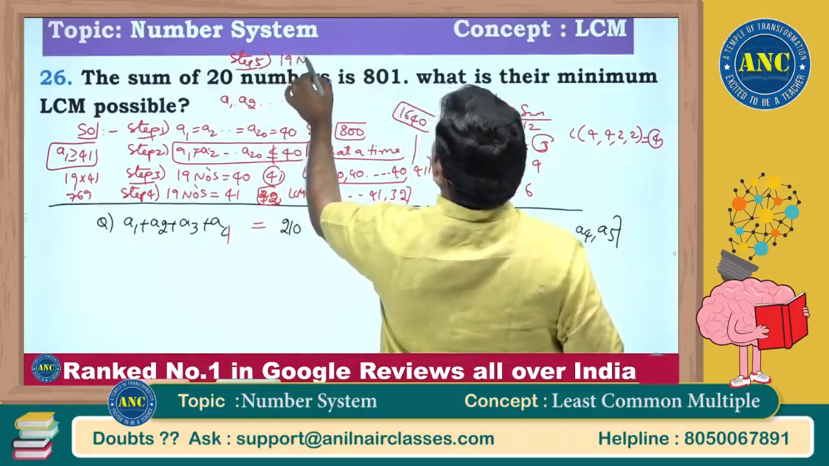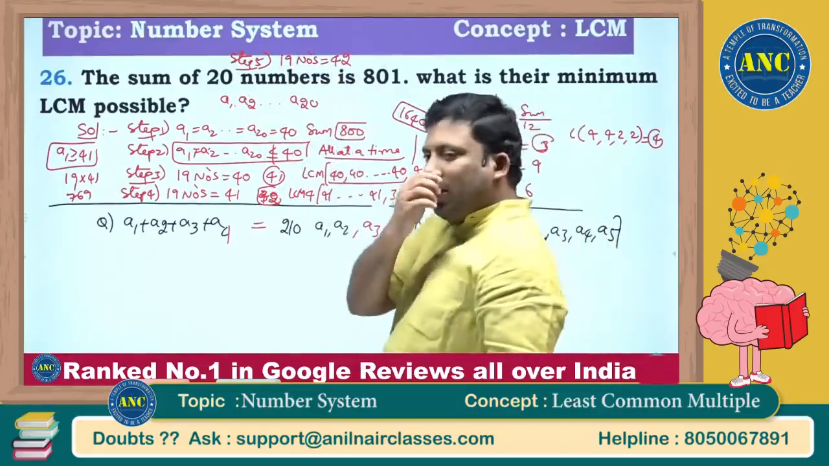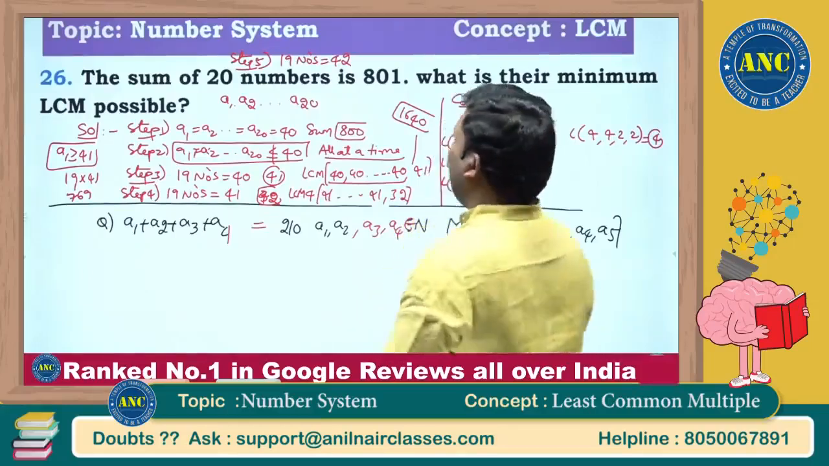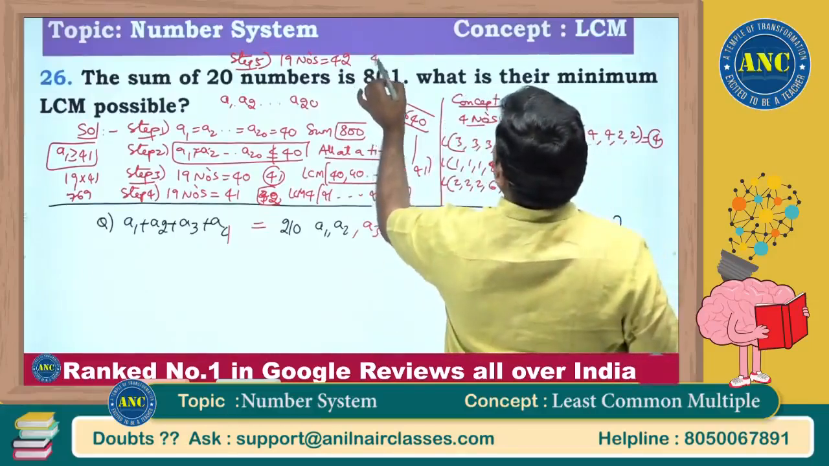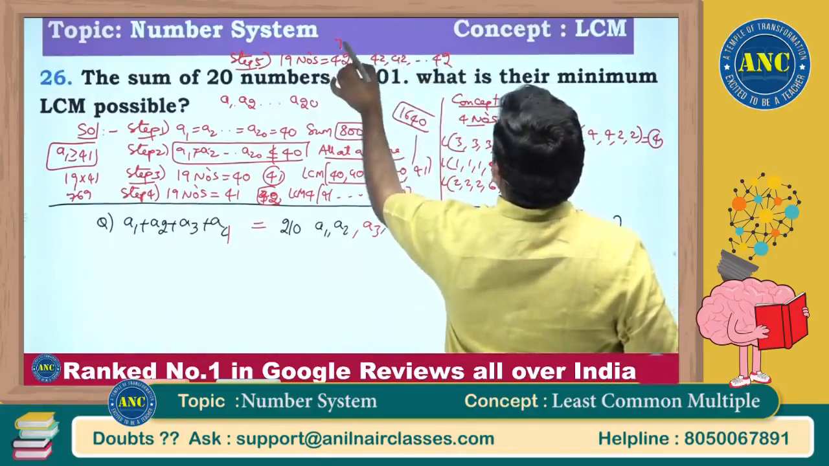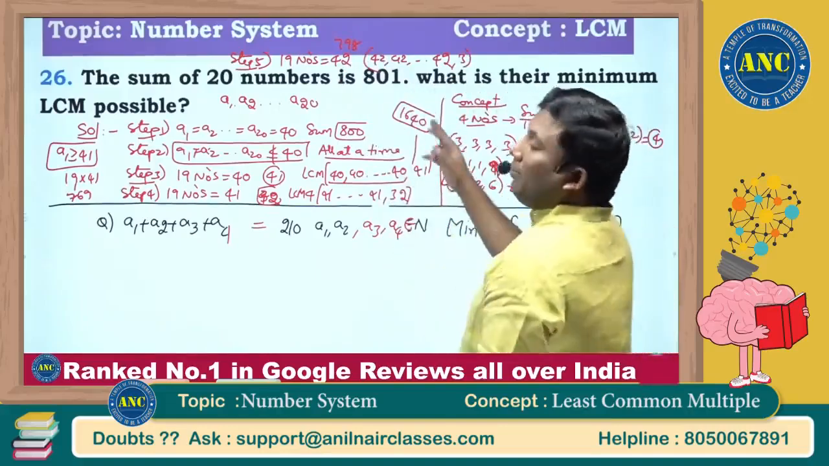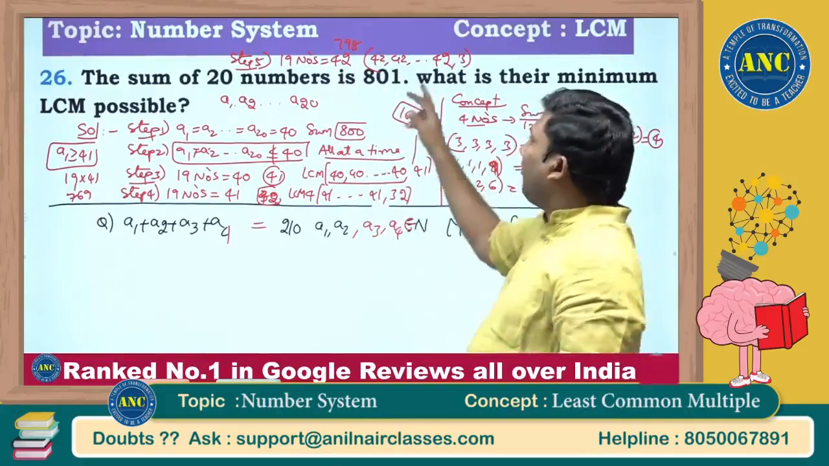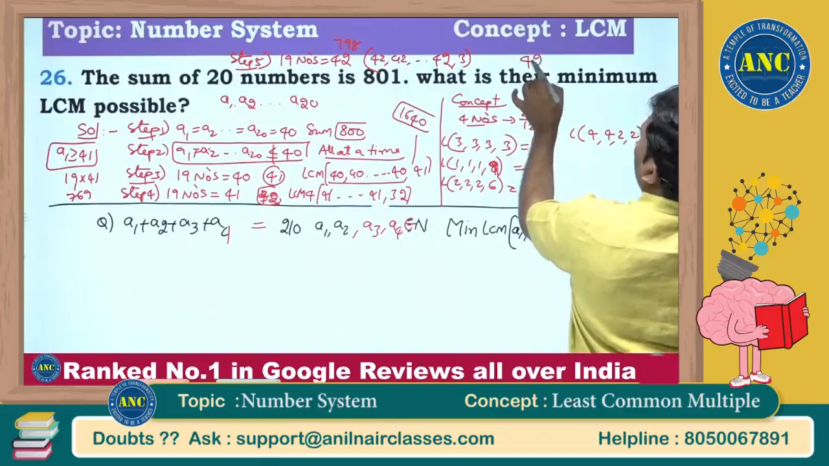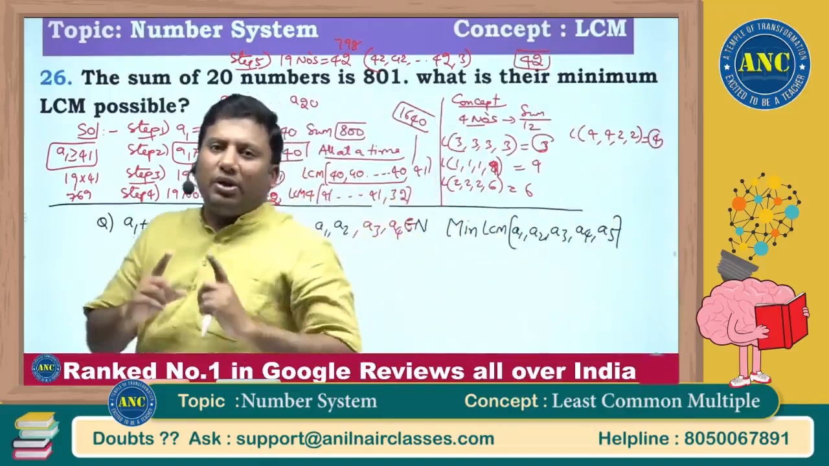If I take 19 numbers of 42, let me see what is happening. 19 twos are 38, 8, 3 carry, 798. 42, 42, 42, it is 798. The next number will be 3. What is the minimum LCM of 3 and 42? 3 is a factor of 42, so the minimum LCM is 42. Beautiful question.